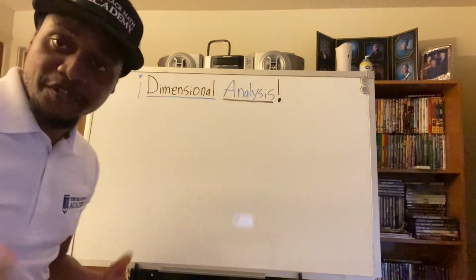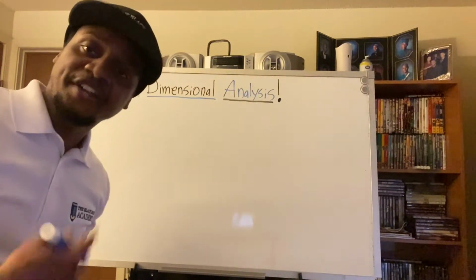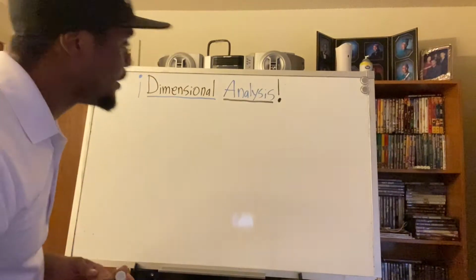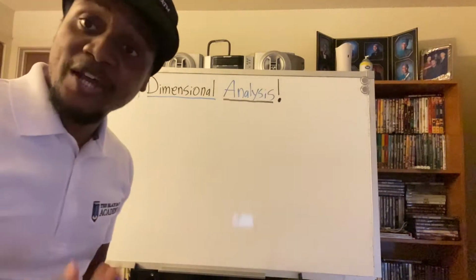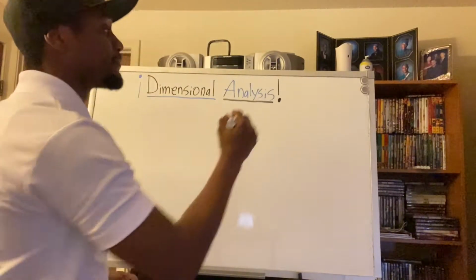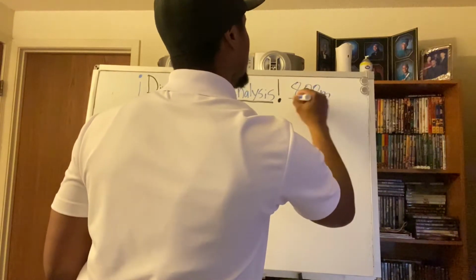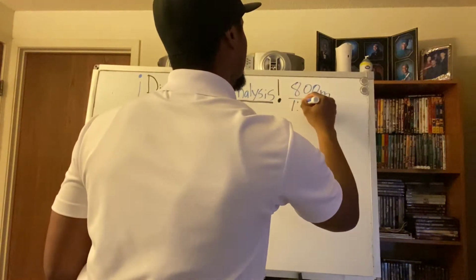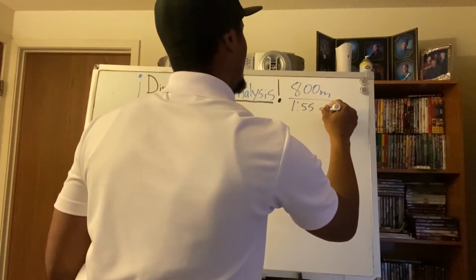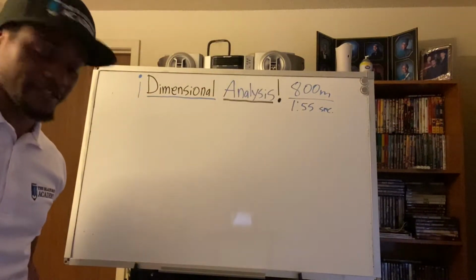So this concept of conversion is called dimensional analysis. It's also called unit analysis, depending on which teacher you have. So first of all, we need to know my speed in meters per second. So that day I ran the 800 meter event in 1 minute and 55 seconds. Okay, so 800 meters in 1 minute and 55 seconds.